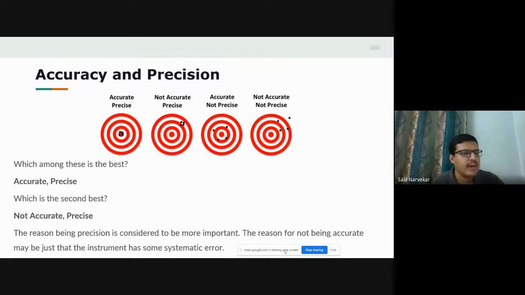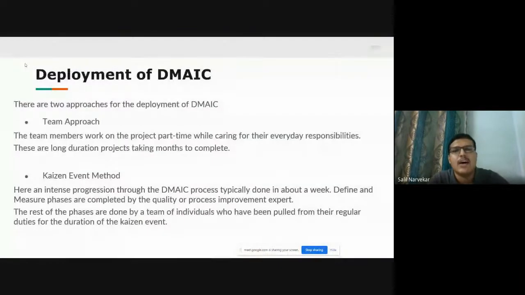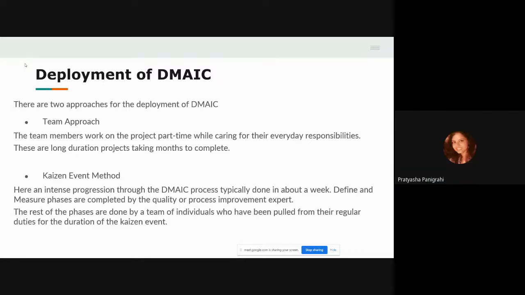Now, going ahead, because we have some extra time here, I will cover some extra parts which I had kept. The DMAIC process was covered earlier, but do you know about the approaches for deployment of DMAIC? Had this been covered earlier? Yes, sir, design and analysis were covered. Okay, fine, good.